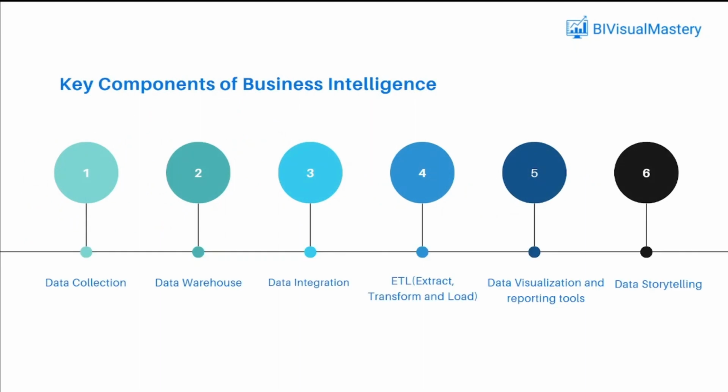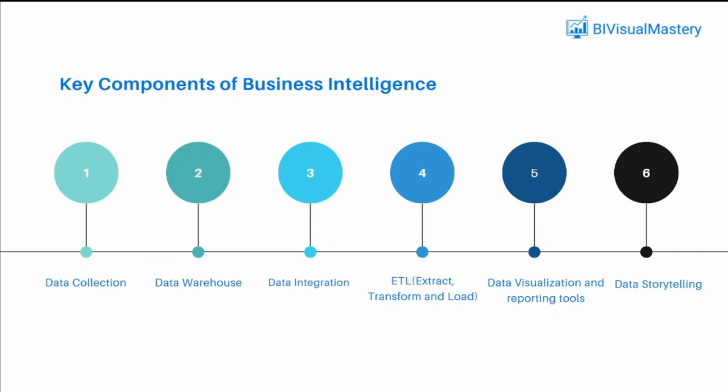The key components of BI contain various aspects of collecting, processing, analyzing, and presenting data to support informed decision making within an organization. These components typically include data collection, data warehouse, data integration, ETL process, data visualization and reporting tools, and data storytelling. Now, data is the foundation of business intelligence.